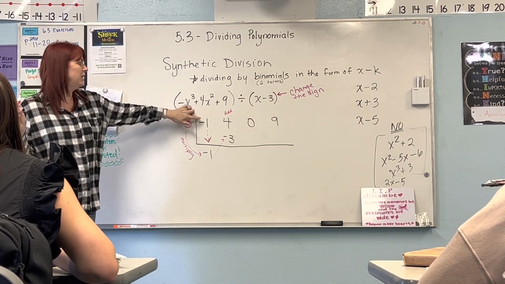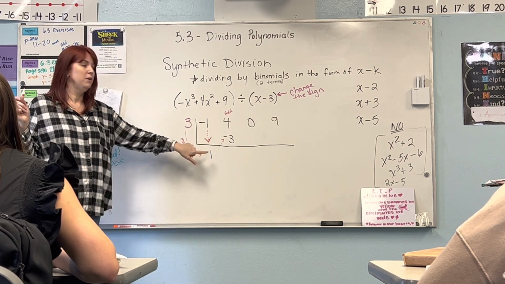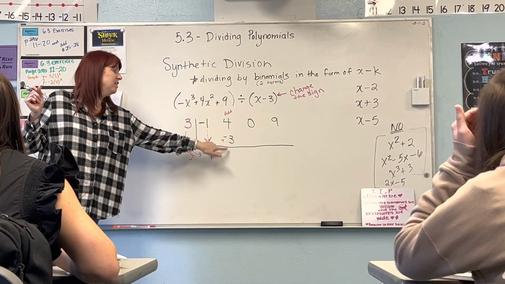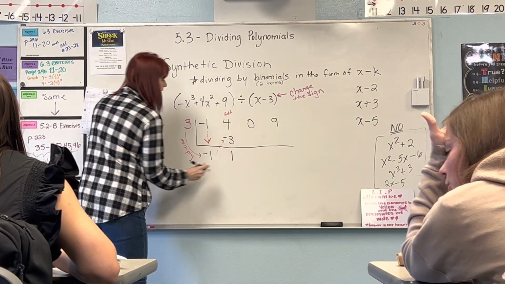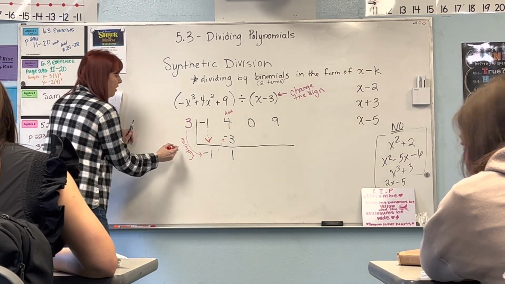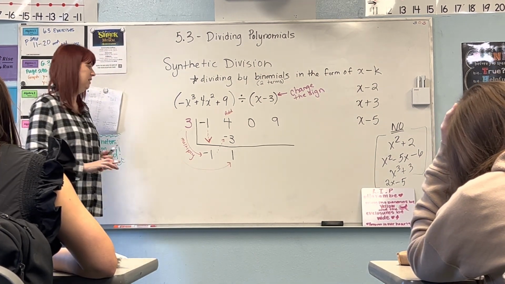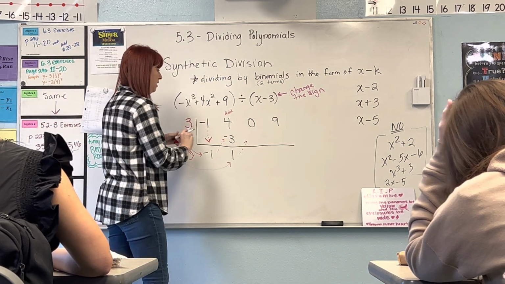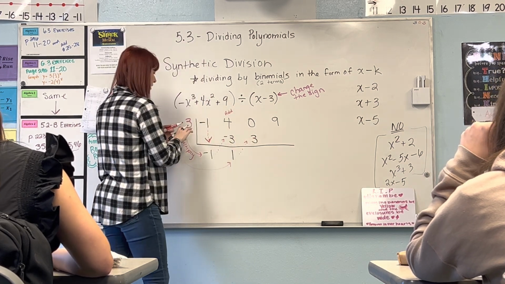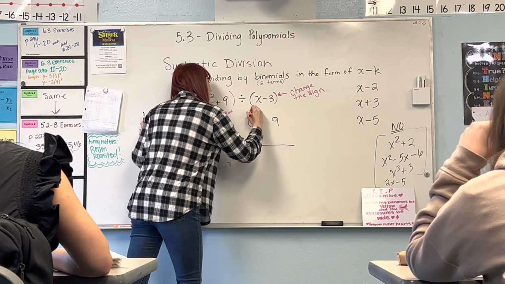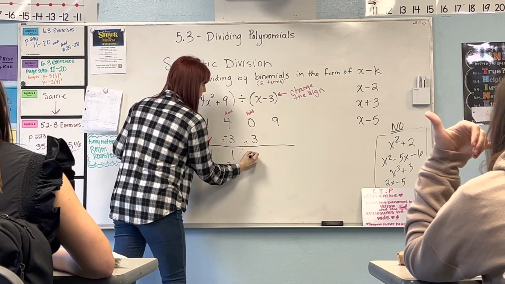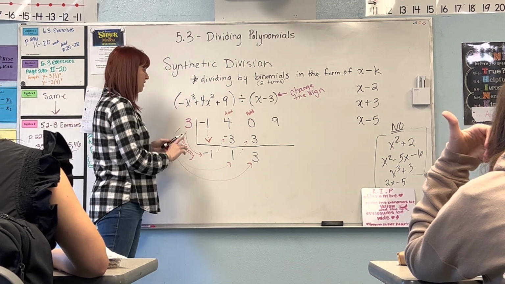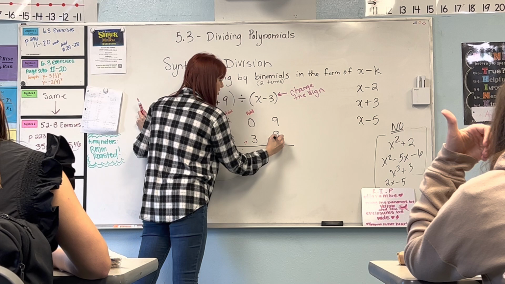So let's walk through it. You bring down the -1. This first one, you multiply this number times this, and you put it right here. Then you add the column, and we get 1. Then we do this process again, 3 times that, so 3, and we put it up here again. And then again, you add the column. 3 times 3 is 9, 9 and 9 is 18.